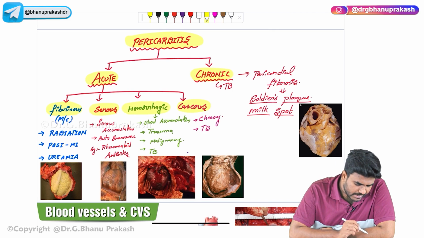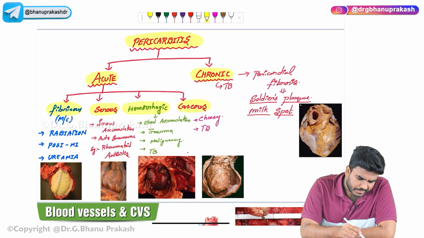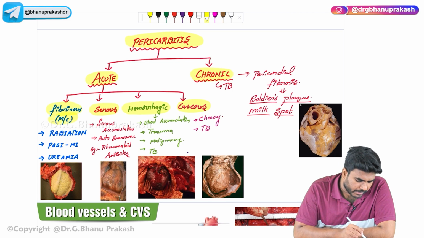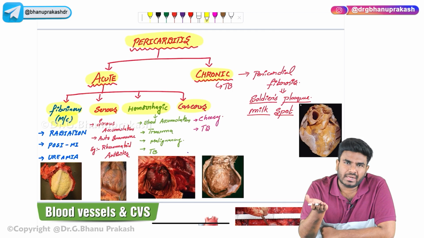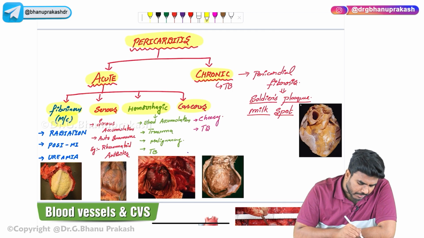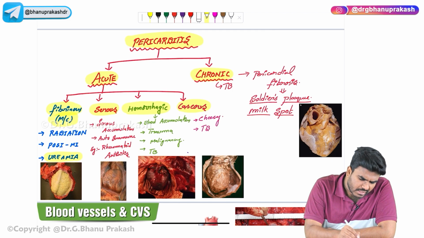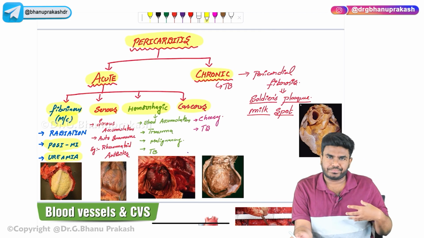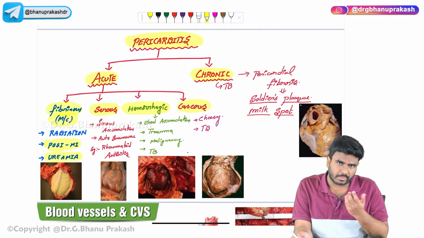An important MCQ you should know: the most common type of pericarditis is fibrinous pericarditis. We have discussed bread and butter pericarditis, an example of fibrinous pericarditis, which is seen in rheumatic fever. If a patient has uremia because of kidney failure, or post-MI Dressler syndrome, all these are examples of fibrinous pericarditis because there is fibrinous material deposited in the pericardium.